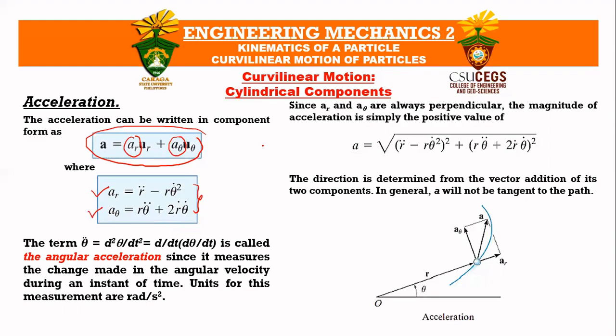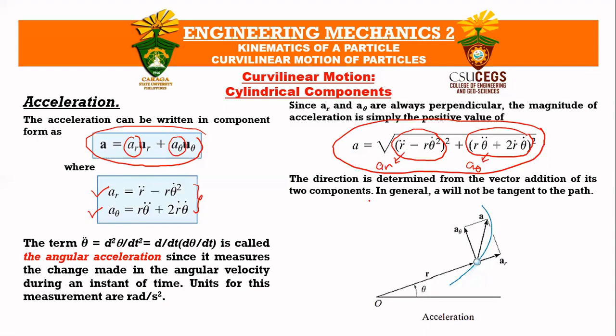Since ar and a theta are always perpendicular, the magnitude of acceleration can be found simply using the following equation, the positive value of this equation, by using the Pythagorean theorem. This one is the radial component of your acceleration, and the other term is the transverse component of your acceleration. The direction is determined from the vector addition of its two components.